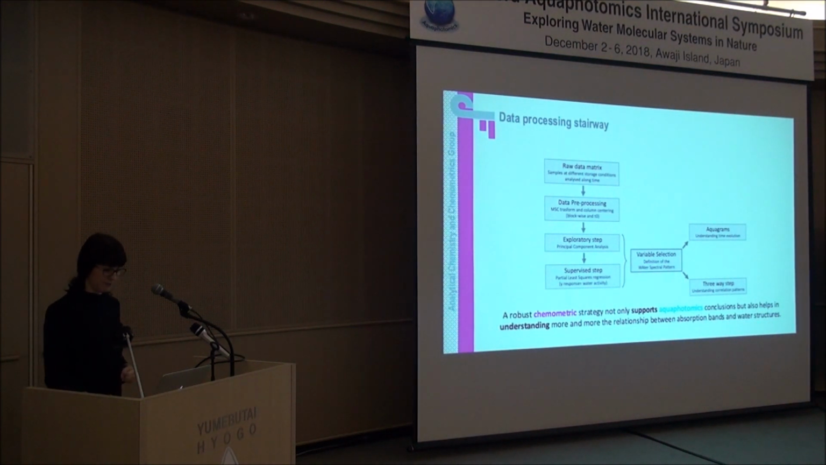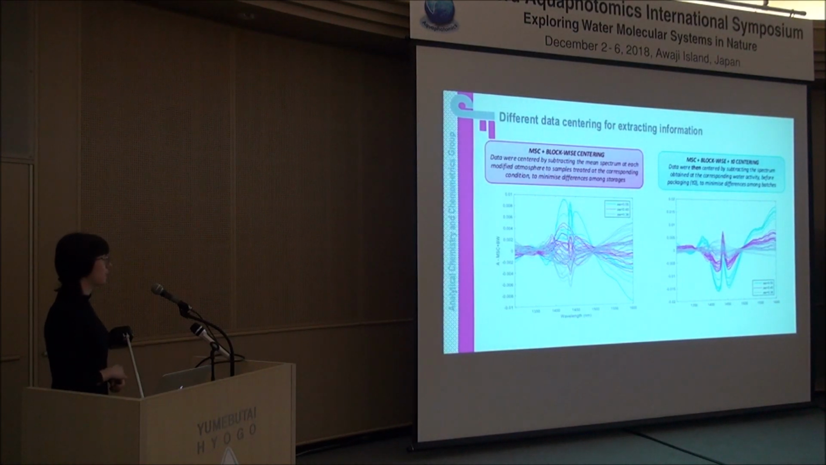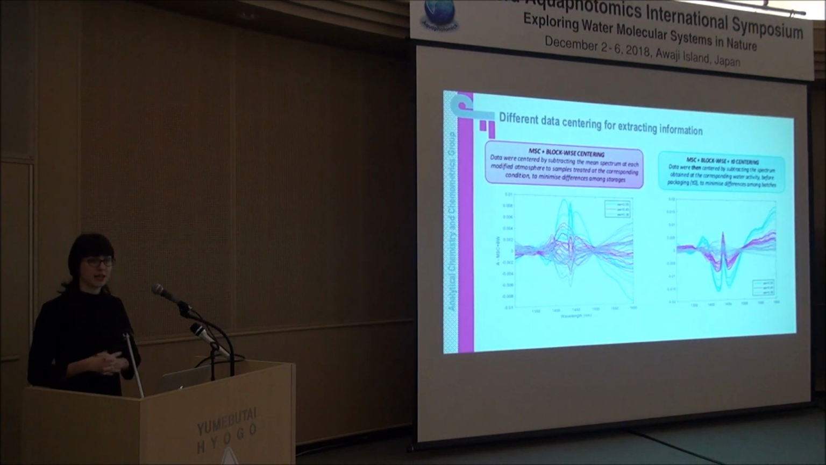We apply also a three-way analysis at the end of the data processing stairway. Okay, so starting from data preprocessing, you can see the two types of preprocessing that we perform on our data. The pink one is MSC plus blockwise centering. What we made is to subtract the mean spectrum at each modified atmosphere from the samples treated with the same atmosphere. In this way, our aim was to minimize the differences among the different storages.